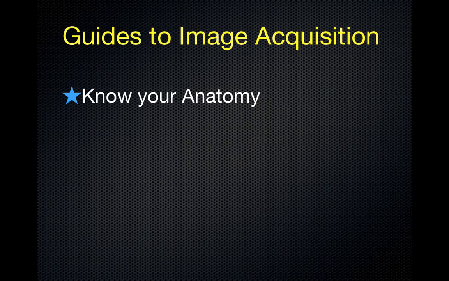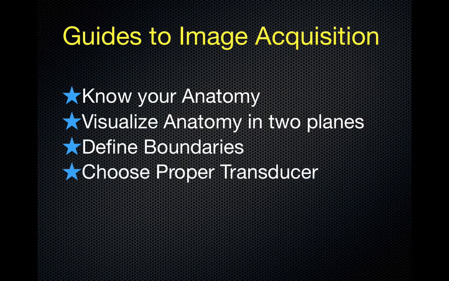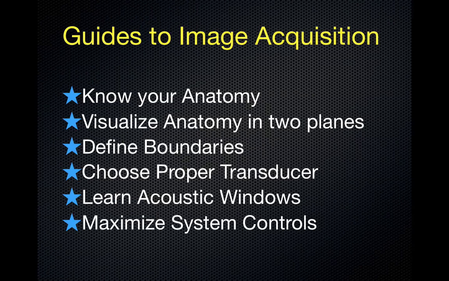In general, when you're acquiring your image, we need to know your anatomy, visualize the anatomy in at least 2 planes so that we can reconstruct it in 3 dimensions in our heads, define the boundaries, choose the proper transducer and settings, learn the proper windows for visualizing anatomy, and maximize your controls such as gain and depth.